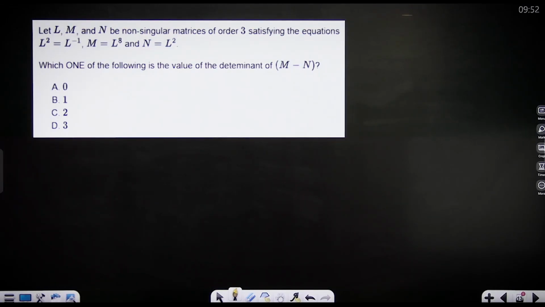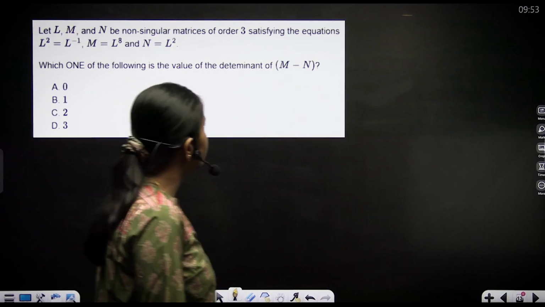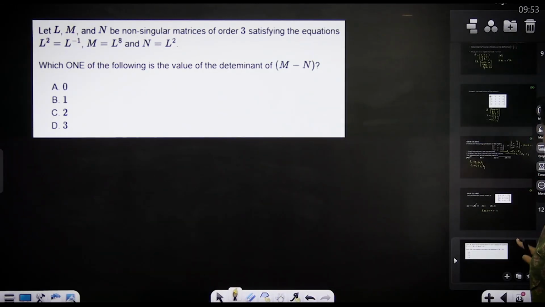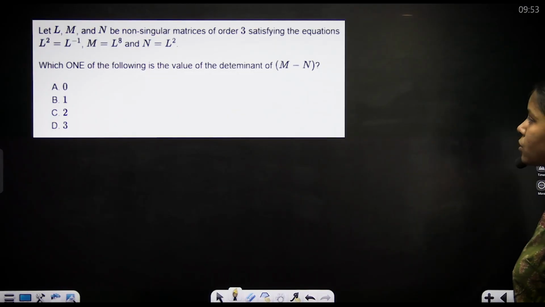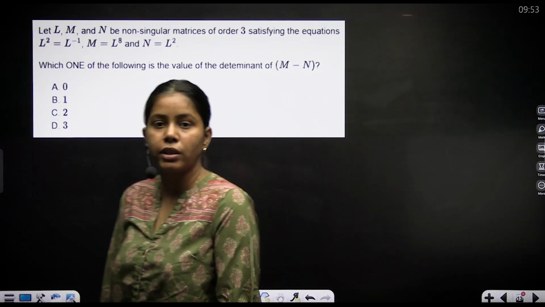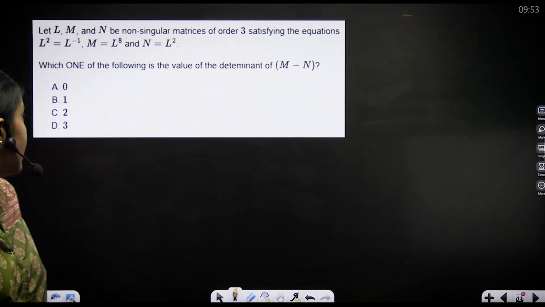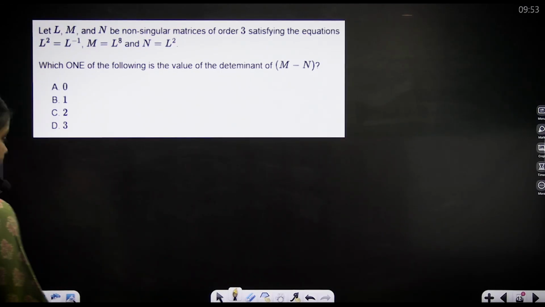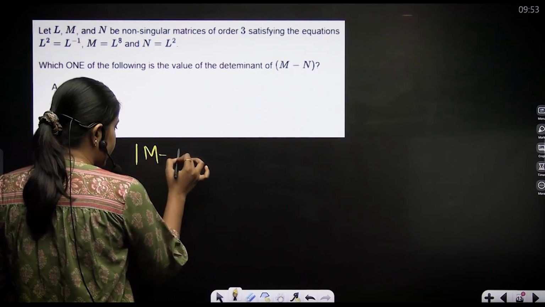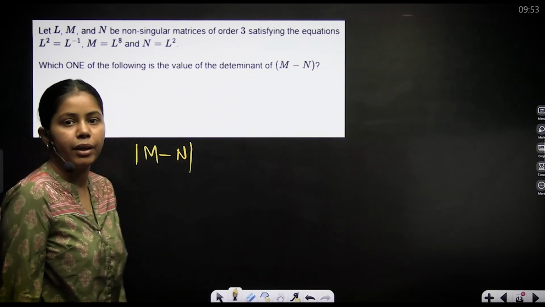This is another question. They are saying that L, M and N are non-singular matrices of order 3 satisfying the equation L square is equal to L inverse, M is equal to L to the power 8, N is equal to L square. Then they are asking for the value of the determinant of M minus N. I need to find out the determinant of M minus N.